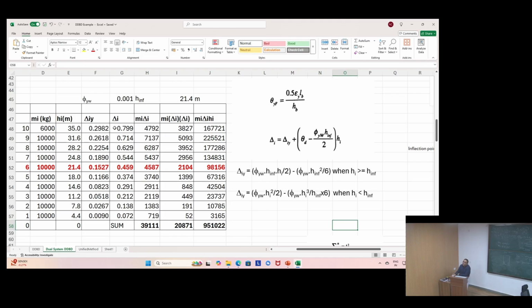So once you find delta IY, delta I is delta IY plus, and then in brackets, theta D, which is 2 point something, minus phi y w, phi y of wall, which is given here, height of inflection, which is 21.4, divided by 2, multiplied by the story height, hi. And it's the same for all the stories. The formula is the same for all the stories.